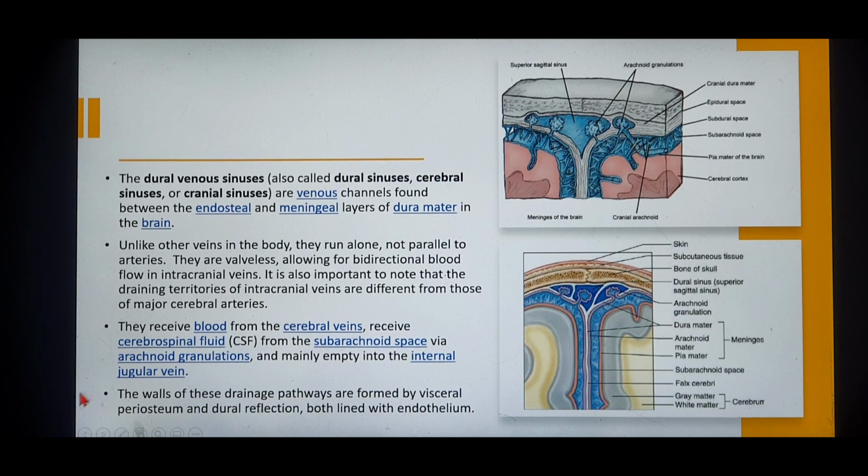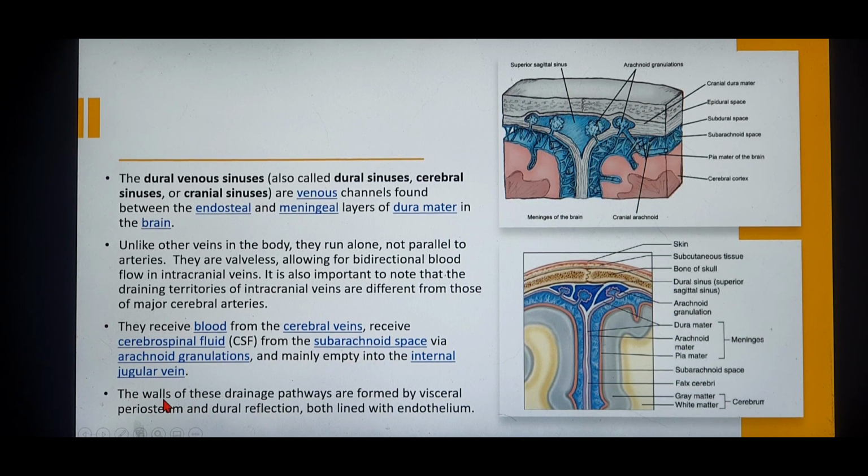Okay, so what is the basic function of all these dural venous sinuses in common is that they receive blood from the cerebral veins for drainage. They receive the CSF, as I said, from the arachnoid granulations, from the subarachnoid space. They throw the CSF into the sagittal sinus for recirculation and mainly empty into the internal jugular vein eventually.